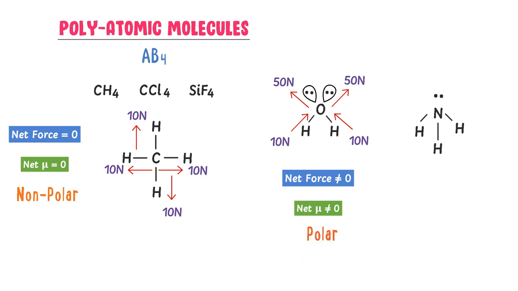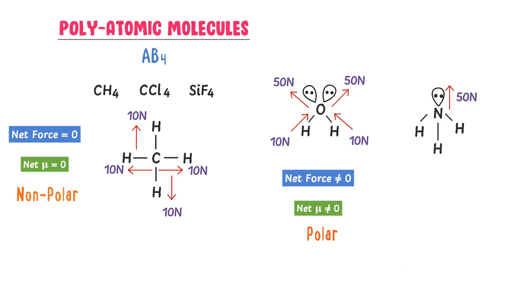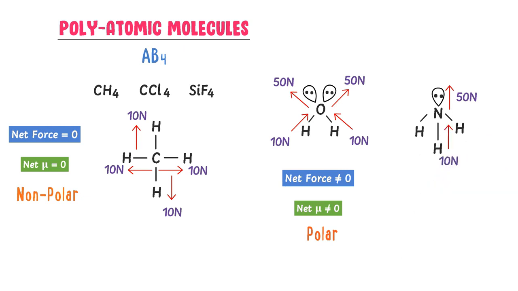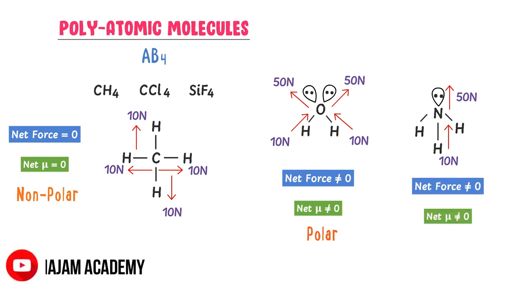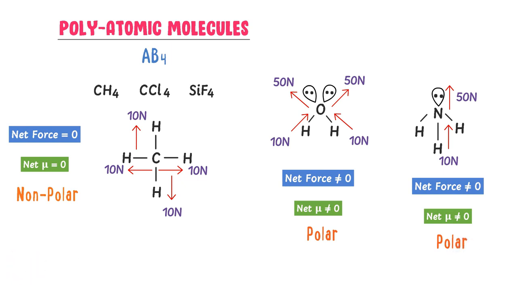In the case of NH3, there is one lone pair present on the central atom of nitrogen. So it will exert 50 Newton force in this direction. Nitrogen is more electronegative, so it will exert 10 Newton force in this direction. We can see that the net force is not equal to 0. The net dipole moment is not equal to 0. Hence, this is a polar molecule.